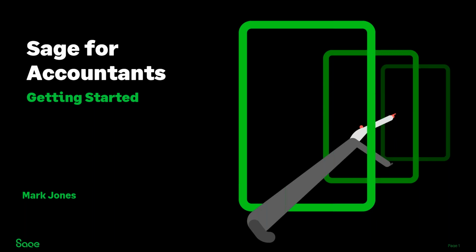In today's session, you'll learn how to sign up and start using Sage for Accountants. My name's Mark Jones. I'm a member of the Learning and Development team here at Sage, and I'll be taking you through today's session. It should take about 20 minutes, and today's session is aimed at accountants and bookkeepers that aren't currently using Partner Edition and are wanting to start using Sage for Accountants from scratch. So we'll look at how to sign up, sign on, and get started.